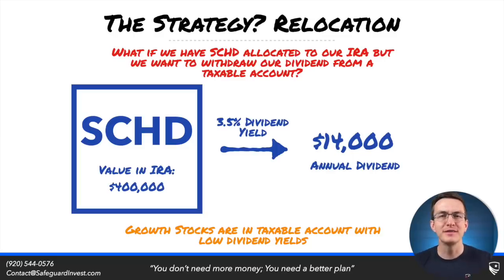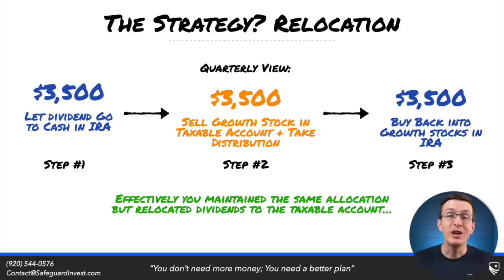Let's walk through a simple example. Say that you own the ETF SCHD in your IRA. Now, SCHD has a 3.5% dividend yield, which would generate about $14,000 in annual dividend income relative to the balance we have within this ETF. Well, if we have this position within our IRA and the income is generated within our IRA, does this mean we have to withdraw from our IRA? No, we can relocate it.